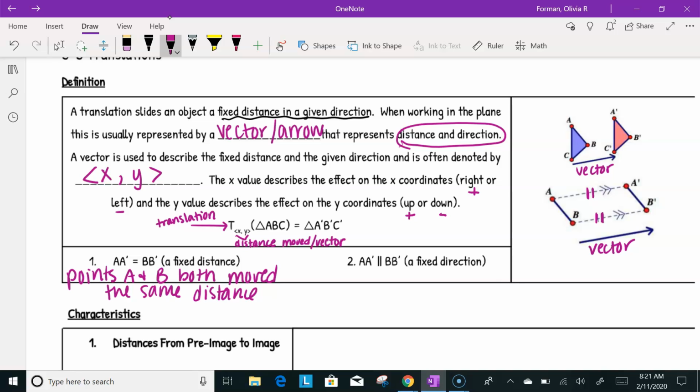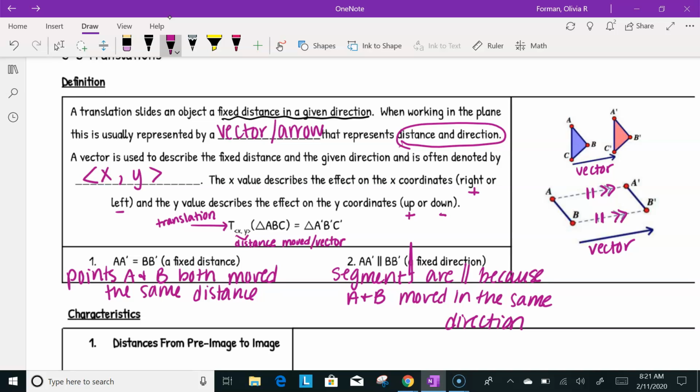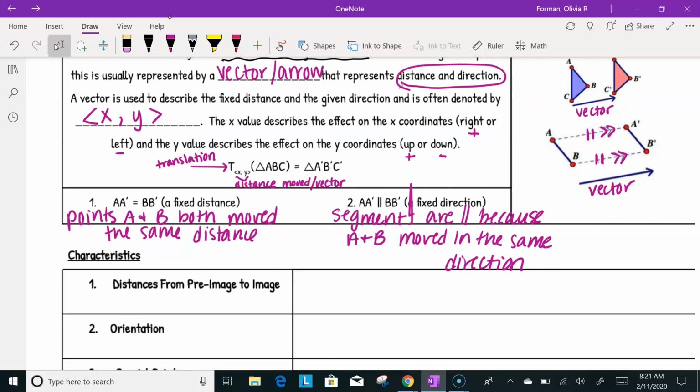Number 2, it says AA prime is parallel to BB prime, and so it says it's a fixed direction. So segments are parallel. Those segments that are shown here with the two little arrows, those segments are parallel because A and B moved in the same direction. So they went in the exact same direction, same distance, and so you get congruent segments there, and you get parallel segments if you connect the pre-image to the image point.